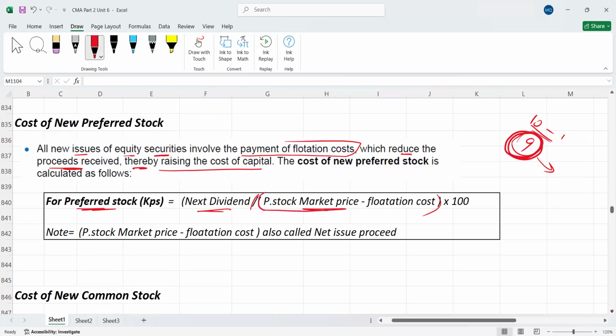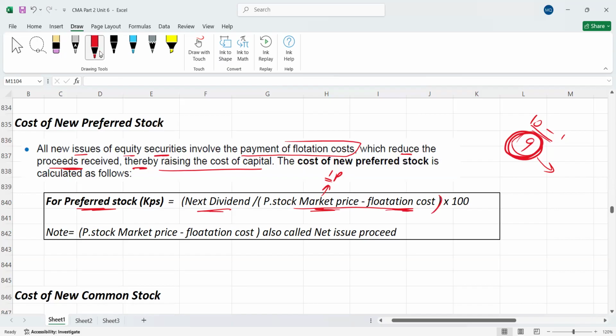Please remember here, the divisor is the market price of the preferred stock minus flotation cost. Here I'm assuming market price is equal to issue price. Please note, if the issue price is given in the question, you will use the issue price. But if the issue price is not given in the question, we will assume that preferred stocks are being issued at market price. That's why I'm using market price here, minus flotation cost.